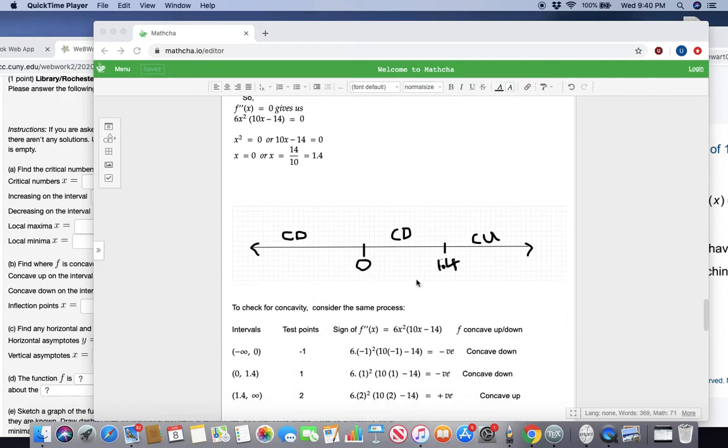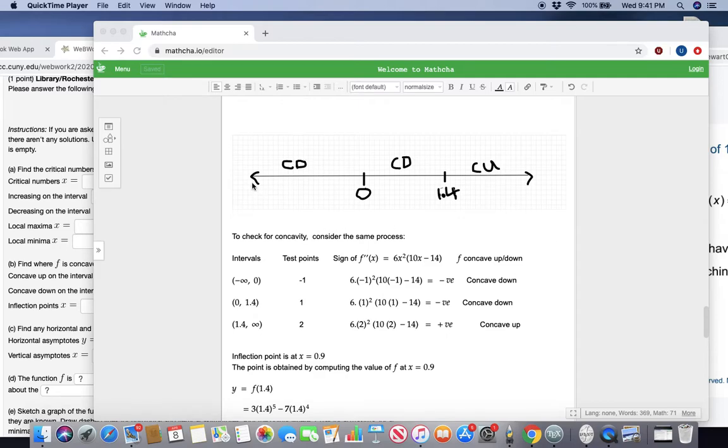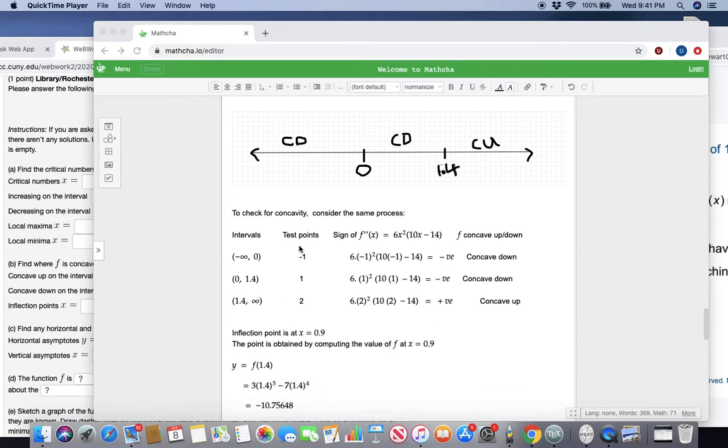So I get 0 and 1.4 as cut points for my number line, which gives me 3 intervals: negative infinity to 0, 0 to 1.4, and 1.4 to infinity. Okay. Now, choose a test point from each of these intervals. To the left of 0, I have chosen -1. Between 0 and 1.4, I have chosen 1. After 1.4, I have chosen 2.